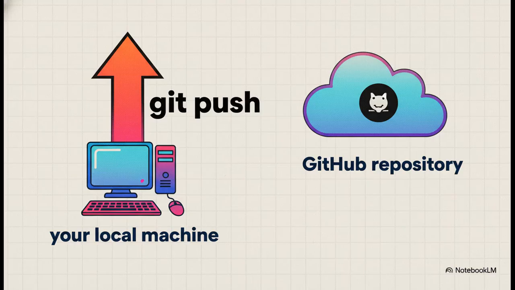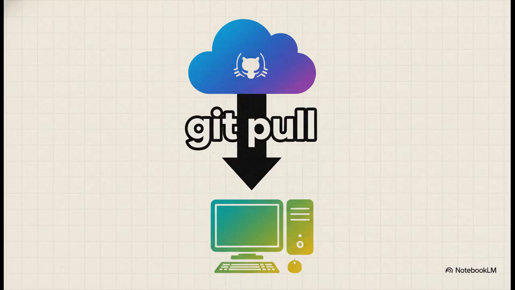Well, once you've made and saved, or committed, your changes on your own machine, you use the git push command. It does exactly what it sounds like. It pushes your changes up from your computer to the shared project that lives on GitHub, so everyone else can see your amazing work. And to get the latest work from your teammates, you guessed it, the exact opposite. You use git pull. This command reaches out to GitHub, grabs all the latest changes, and pulls them down to your computer, so you're always up to date.